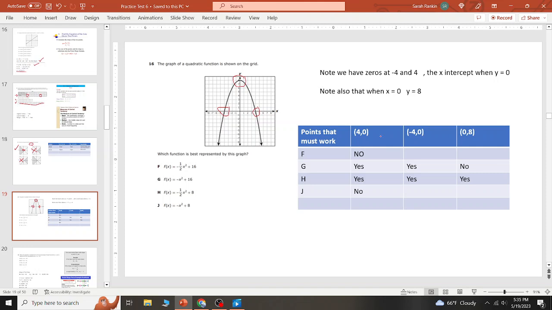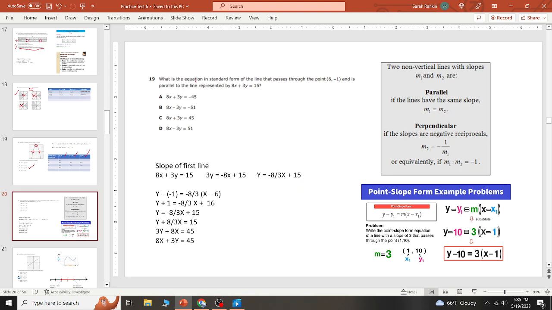When x is 4, y is 0. When x is -4, y is 0. When x is 0, y is 8. All those have to work in these functions. So just plug them in. Right off the bat, 4 doesn't work here. It works, but doesn't work with 0, 8. The only one that works with all of them is H.